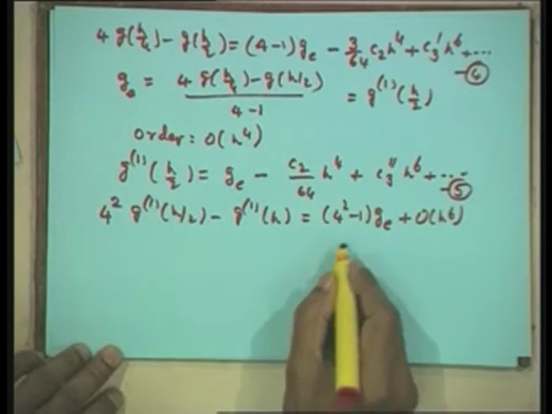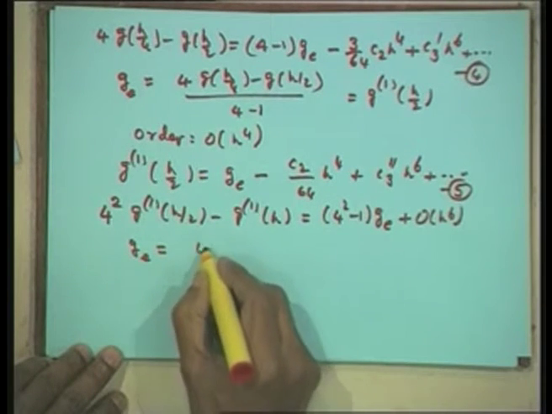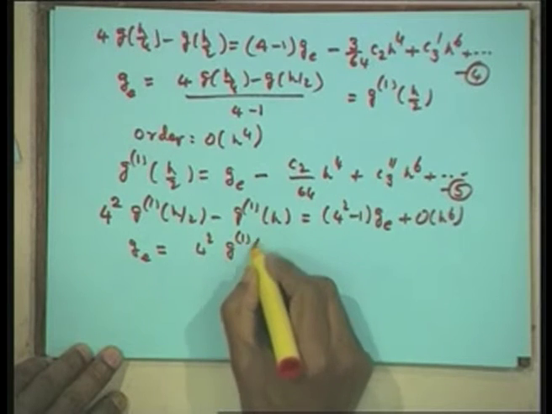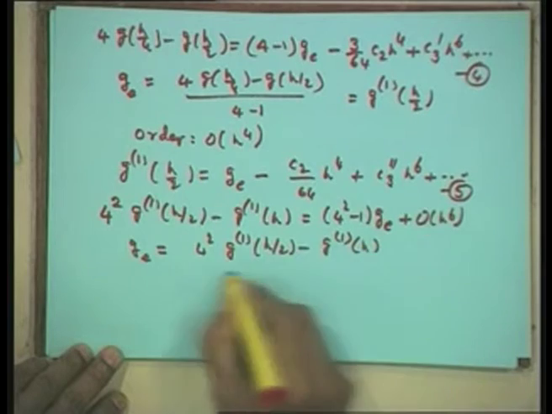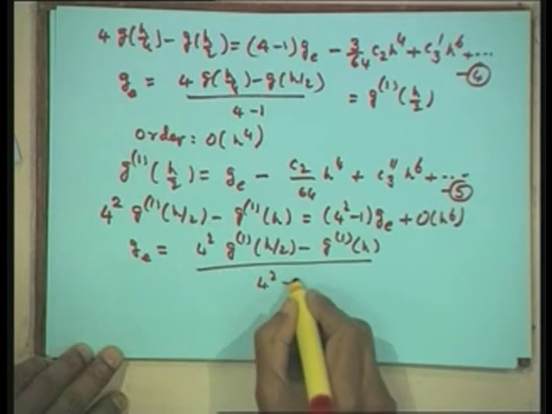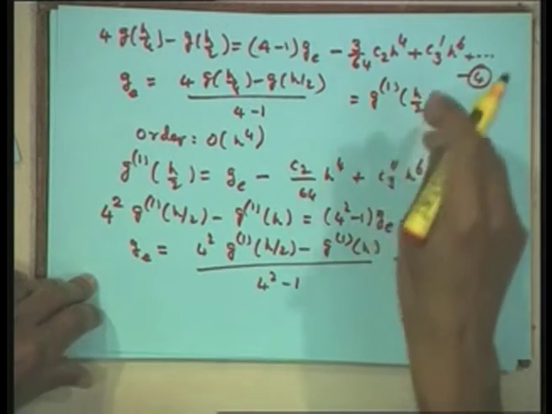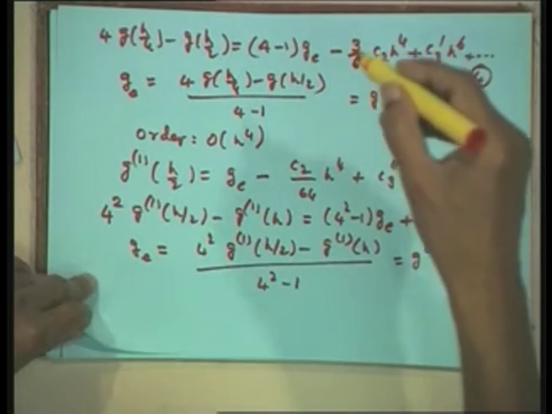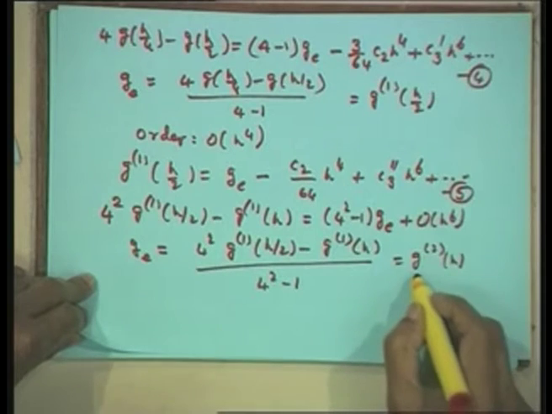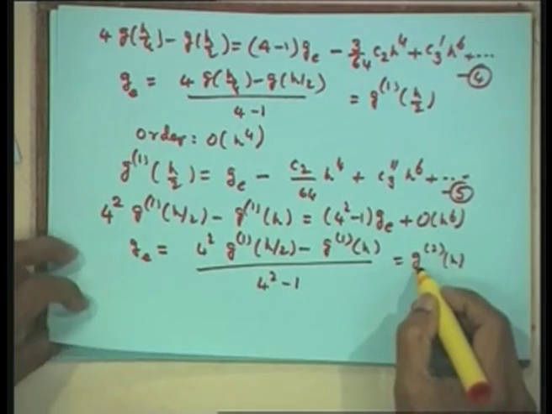Now, I solve for G E from here. Therefore, I will get here G E is equal to 4 square G 1 h by 2 minus G 1 of h divided by 4 square minus 1. This we can write as G 2 of h. Now, the previous two values have given us the first two elements of the second column of the extrapolation table. This gives me the first element of the third column of the extrapolation table.